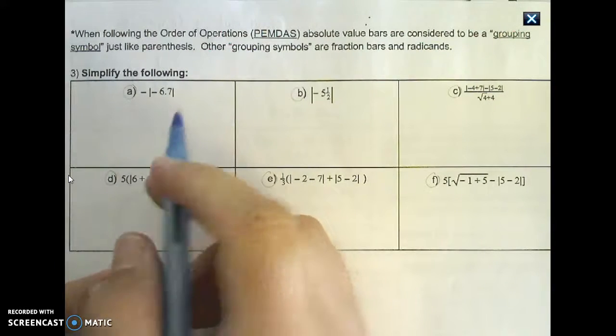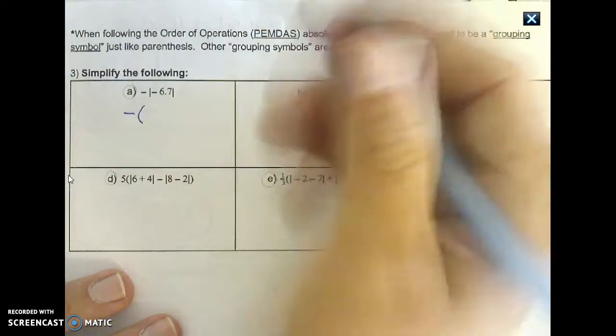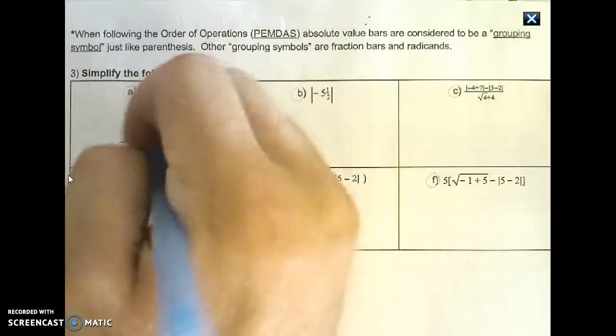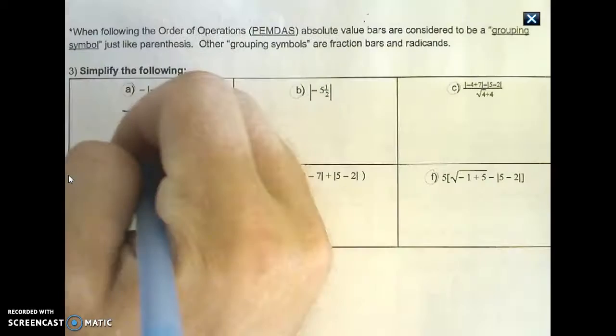Negative absolute value, negative 6.7. Order of operations, work inside the absolute value first. So negative, the absolute value of negative 6.7 is positive 6.7. So boom, boom, done. Okay?